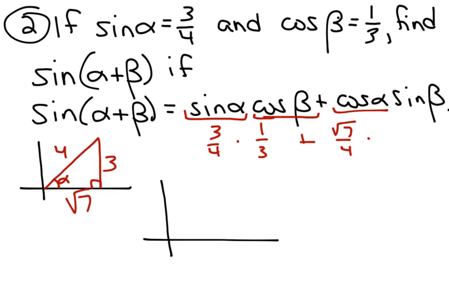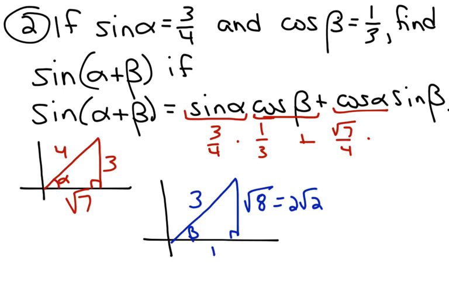I'm going to do the same thing, but this time I'm going to draw a different triangle and call this beta. Beta has a cosine of 1/3. I need to find the side opposite. Well, it's going to be the square root of 9 minus 1, which is going to be the square root of 8, or if you want to call it 2 square root of 2, that's fine. So the sine of beta is going to be 2 square root of 2 over 3.